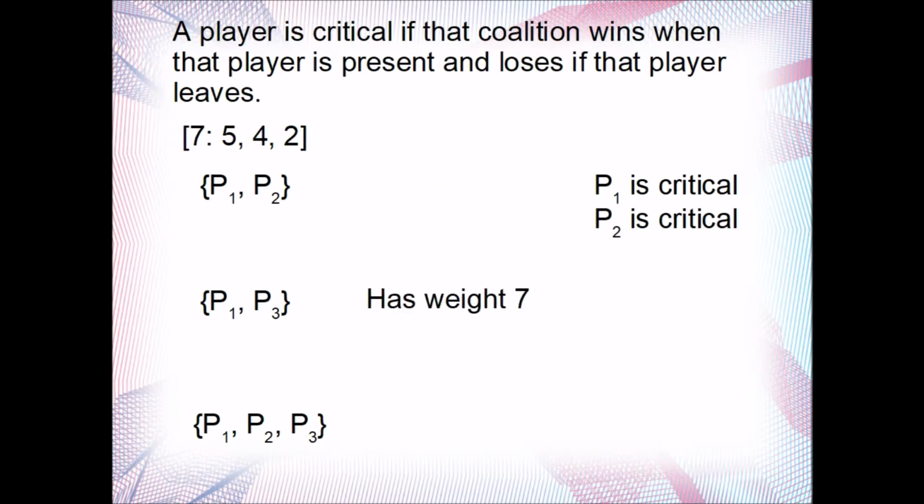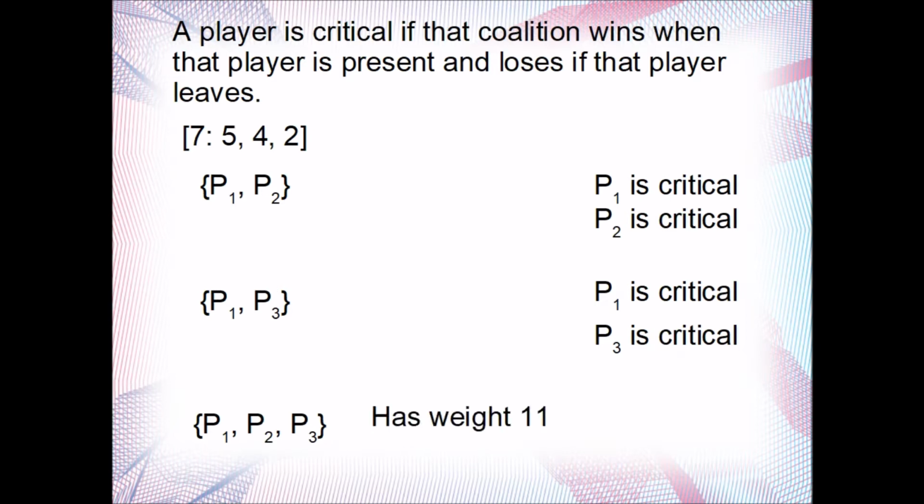Moving on to the next one, the coalition with player 1 and player 3 has weight 7. If I remove player 1, it now has weight 2, which is less than 7, so that's not enough to win. That means that player 1 is critical. If I remove player 3, now my coalition has weight 5. 5 is less than 7, so that's not enough to win, so that means that player 3 is also critical.